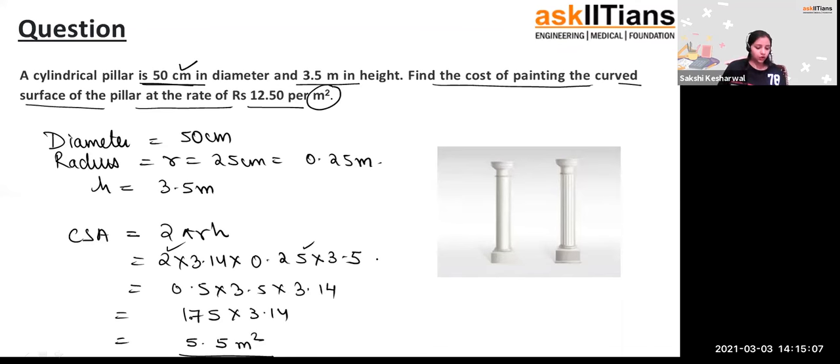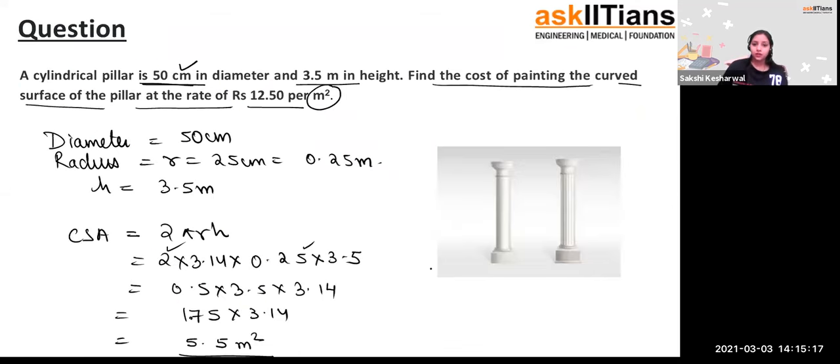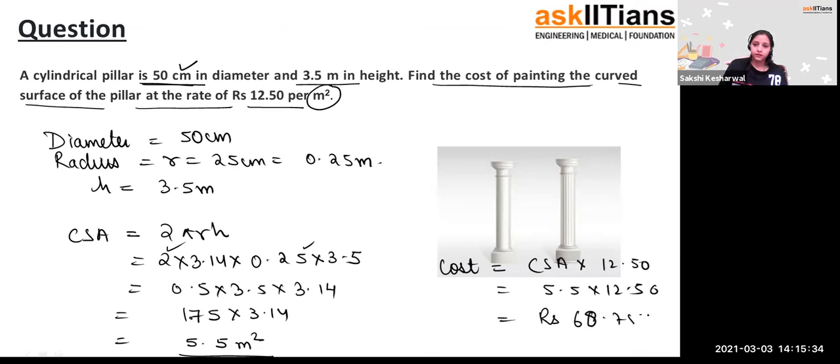Now it says the cost of painting, right? So meter square, so what is the cost of painting? We have the answer over here. When you did the multiplication of 2 pi R H, you get this, right? So what is the cost? The cost will be CSA into 12.50, right? So you just multiply 5.5 into 12.5, and you get the answer, which is equal to 68.75 rupees. That's your answer, right?